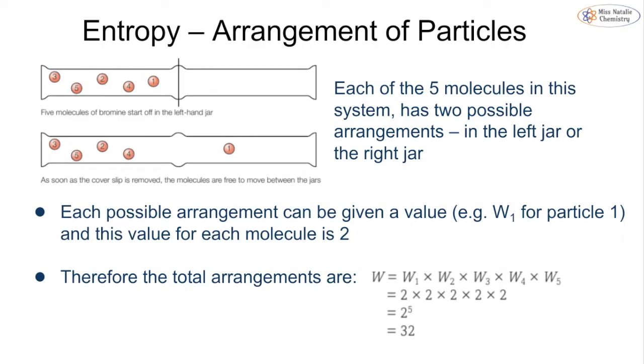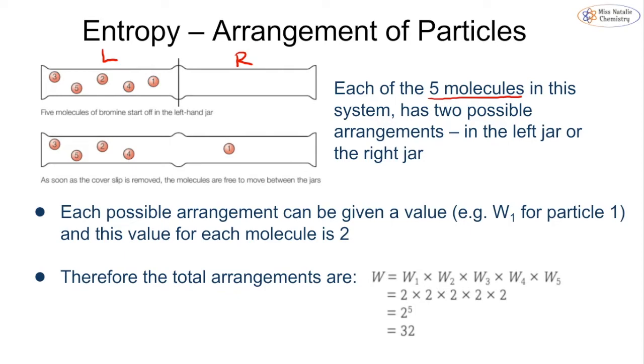So we're going to split it into two. The first part of entropy is linked to how we arrange the particles. So if we have this system of two gas jars, we have gas jars on the right, gas jars on the left. And in that gas jar system, we have 5 molecules. So they have two possible arrangements. The molecules can either be on the right-hand side or they can be on the left-hand side.